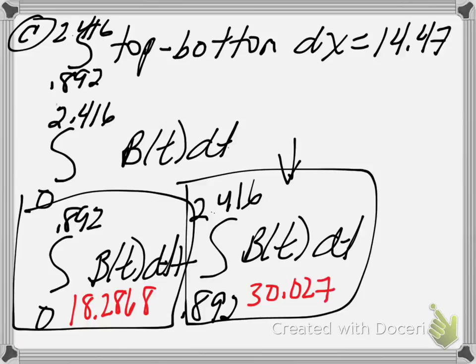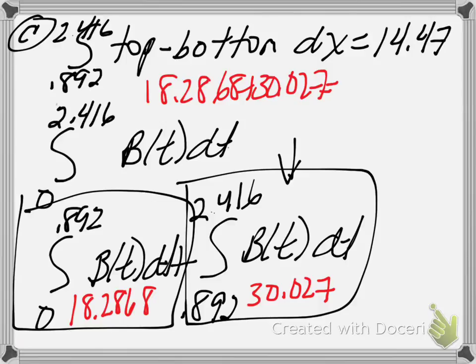So this is 30.027. Okay, and so if I add those two together, I will get this. And that was the answer. This is how much water was in the tank at t equals 2.416.